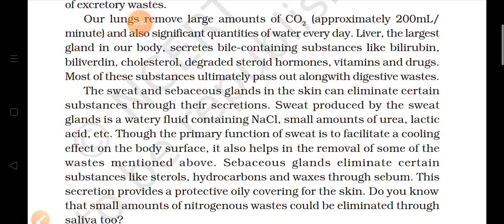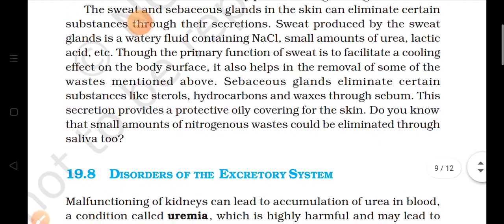Now the sebaceous glands, or the oil glands, secrete substances like sterols, hydrocarbons, and waxes through sebum, and this secretion provides a protective oily covering for the skin. And some nitrogenous substances are also removed by the saliva. So these are the various organs other than kidneys which play a role in excretion.